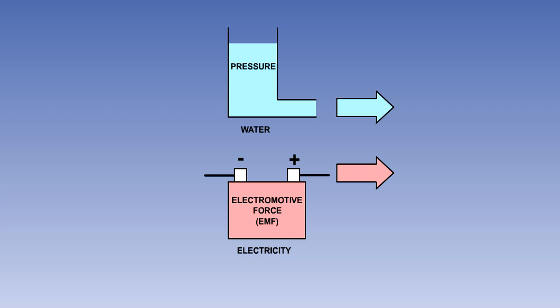The flow of electric current can be compared to the flow of water. In the same way that water needs a force, pressure, to make it flow, electricity also needs a force, known as electromotive force, or EMF, to make it flow.